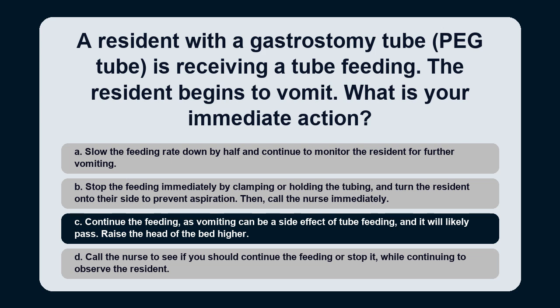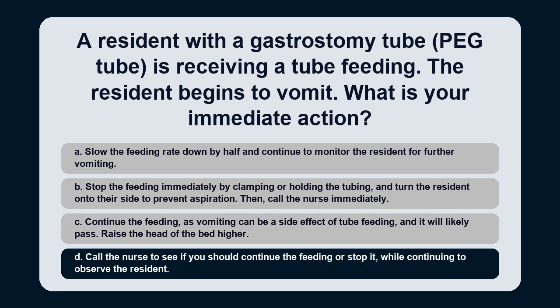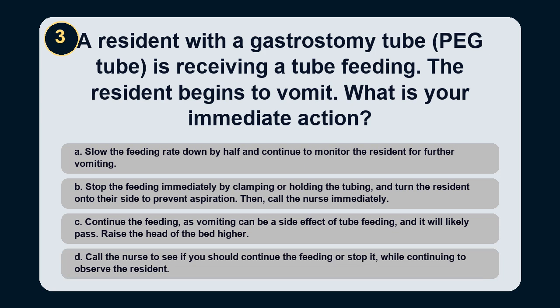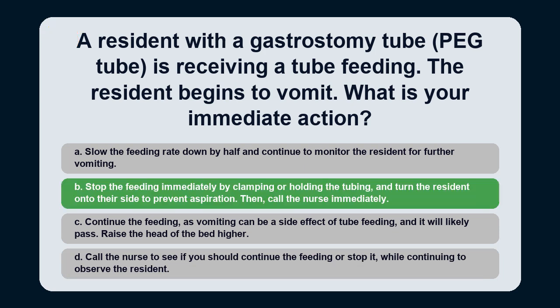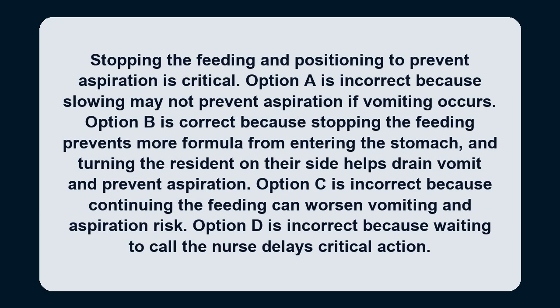Option C. Continue the feeding, as vomiting can be a side effect of tube feeding, and it will likely pass. Raise the head of the bed higher. Option D. Call the nurse to see if you should continue the feeding or stop it, while continuing to observe the resident. The answer is B. Stopping the feeding and positioning to prevent aspiration is critical.